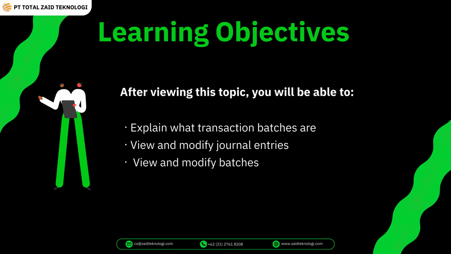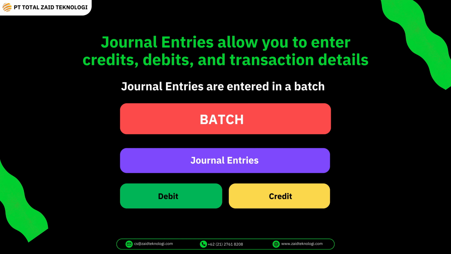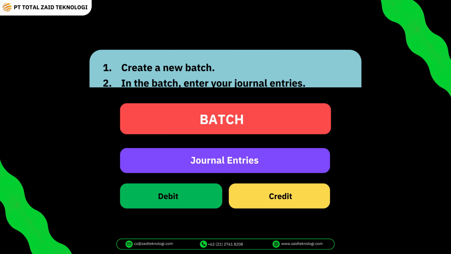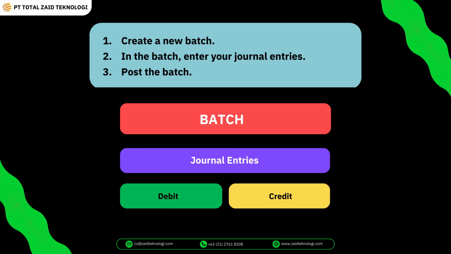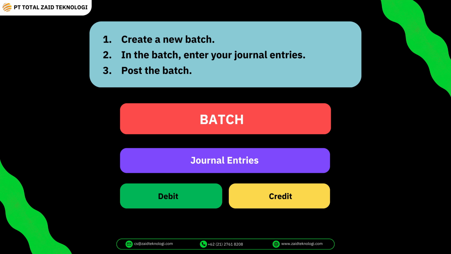In this learning session, we'll explain what transaction batches are and how to enter journal entries in a batch in the General Ledger. The General Ledger Journal Entry window lets you record all the details for debit and credit entries. To enter a journal entry, you use the batch entry process, which has specific steps.